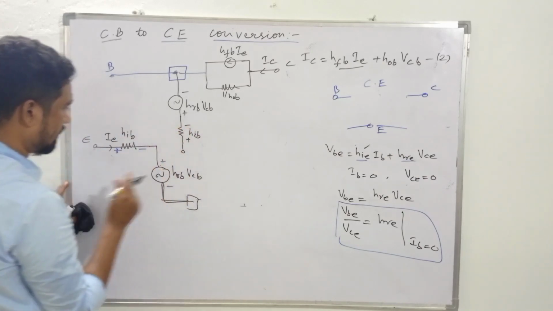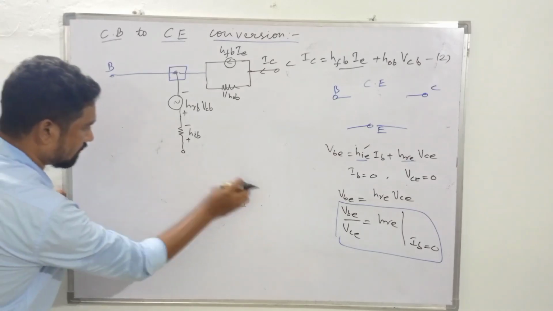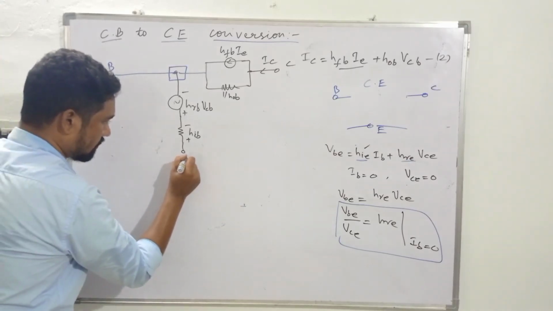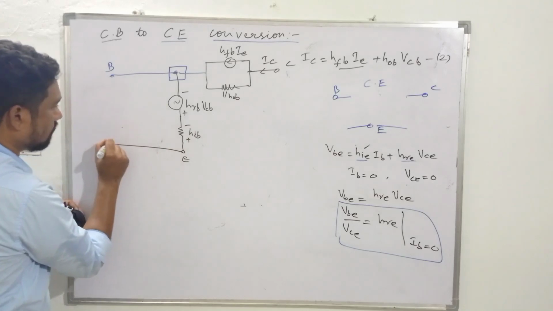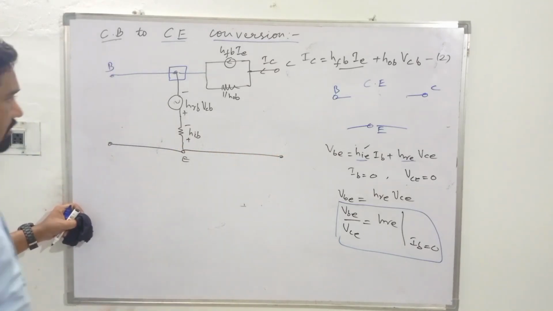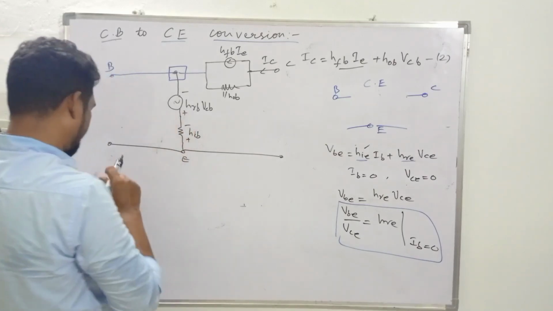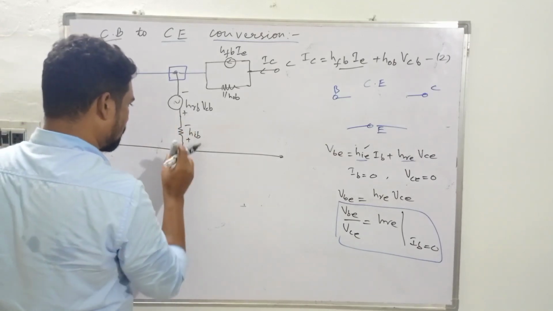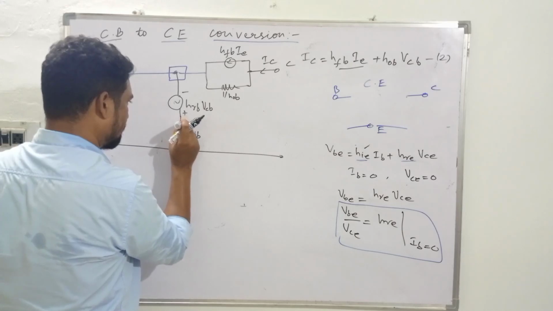All right, it's an HIB. And now this will be the emitter, which is common to both input and output. Right? This is the conversion, don't get confused. And here it's the emitter, so we have IE.